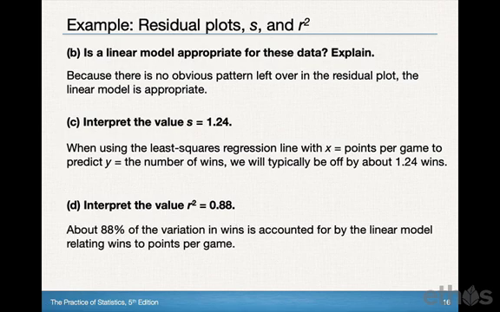Then here's our interpretation of R squared, a percentage. 88% of the variation in the number of wins, the y-coordinate, is accounted for by the linear model relating wins to points per game. That's an excellent little bit of stock wording there. Just put blanks in for the context of what X and Y are, and you can use that wording over and over again. I like to see you put it as a percentage because it helps me understand that you know what R squared means. Okay.